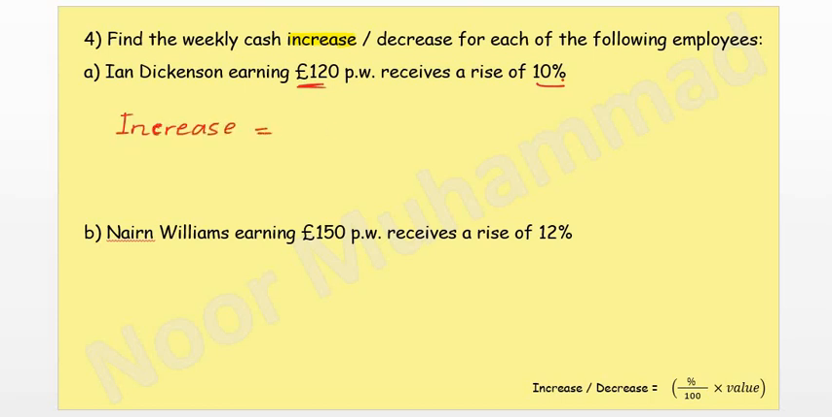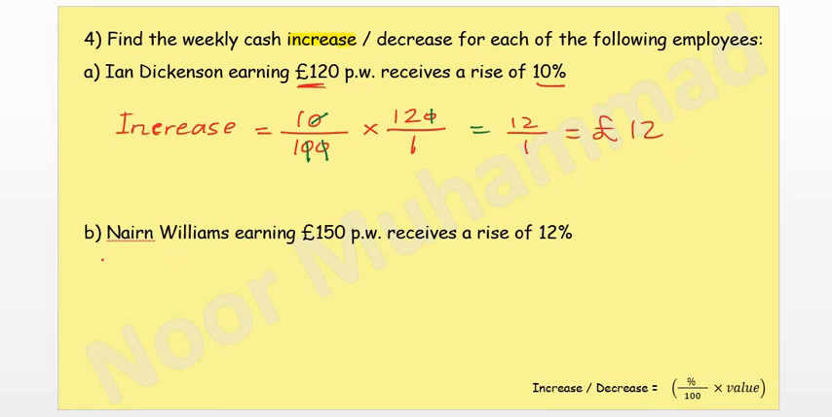The percentage is given. If there were 100 pounds, he would get 10 pounds extra. Now if it is 120 pounds, how much extra will he receive? So simply we change the percentage into a fraction, that is 10 out of 100, and multiply it by 120. Now clearly you can see we can cancel the zeros. The first 0 can be cancelled with this first 0, and this second 0 can be cancelled with this 0. So in the numerator we have 12 times 1, and in the denominator we have 1 times 1. So the increase will be 12 pounds.